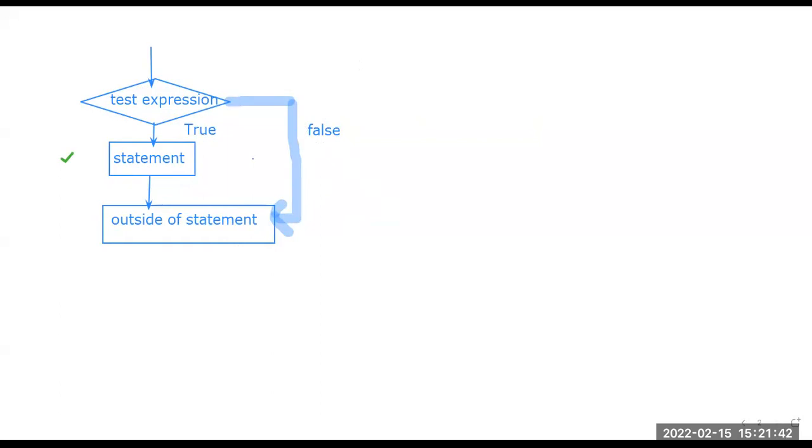The flow moves back to the test expression, which will be checked again to see whether it is false. This sequence happens when the condition is true, and then it enters that scenario. So this is a simple if statement syntax and diagram.